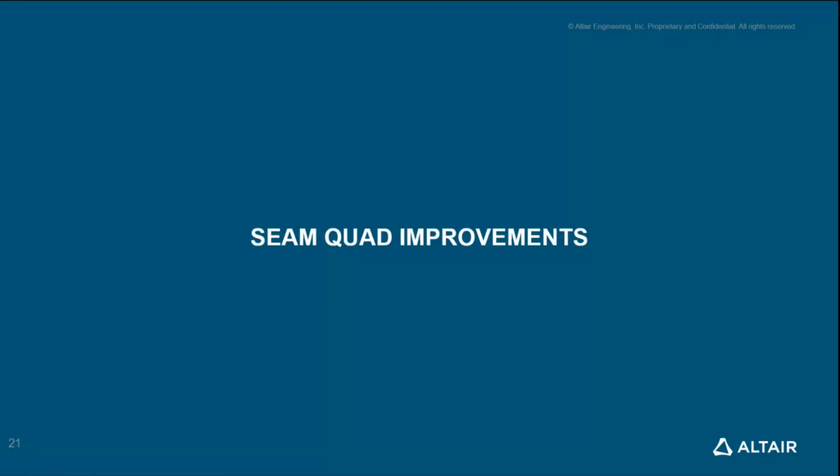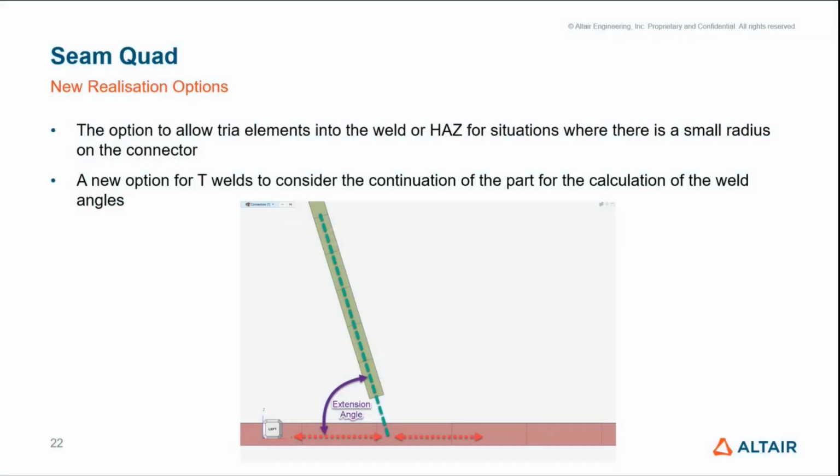The next big thing, there's many big things, is the seam chord improvements. This has been requested from the heavy industry area, so this is something we can jump into now. We've added the option to now allow tri-elements into the weld or the heat affected zone. This is an important addition as an optional addition, especially in quite tight curvature and corners, where we were seeing some poor element quality. So this is to help improve the element quality, and again, it's an option that the users can turn on or off as they see fit.